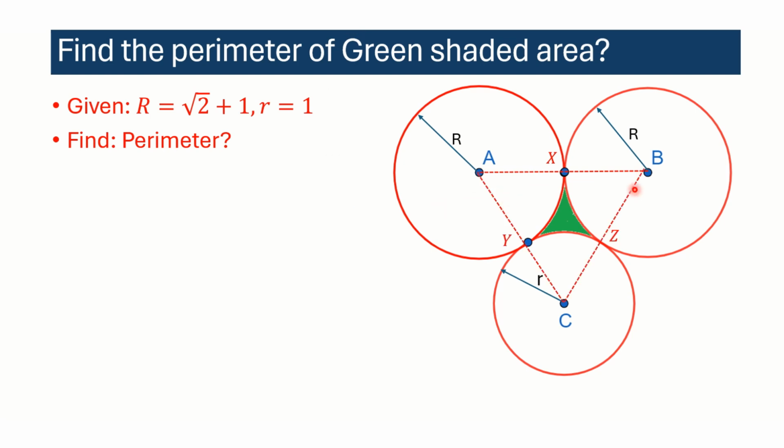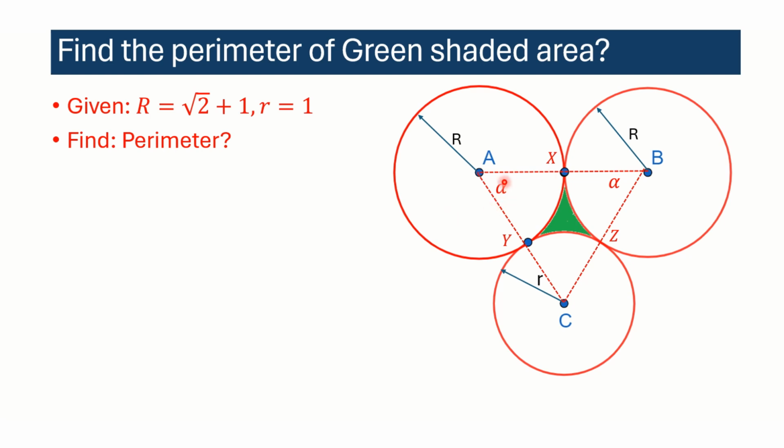Similarly, I can connect points B and C, which are two centers, and centers A and C. These will also pass through the points of contact. Now see this region. I have to find arc length XY, arc length YZ, and we also have to find arc length XZ. If I sum these three lengths, I will get the perimeter. But the question is how we can find these lengths.